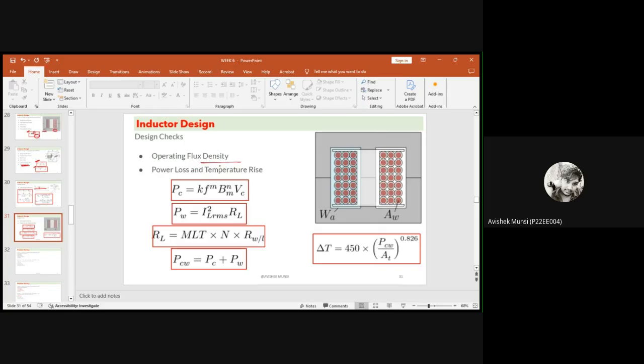Next is operating flux density, how much power loss we can adhere to for the design, and how much temperature rise will be suitable for our converter. So we have to keep all this in mind before designing the inductor of the converter, right? So those are the magnetic basics and the design procedure of an inductor, which you already learned this week, and I'm just discussing it in a more brief way.